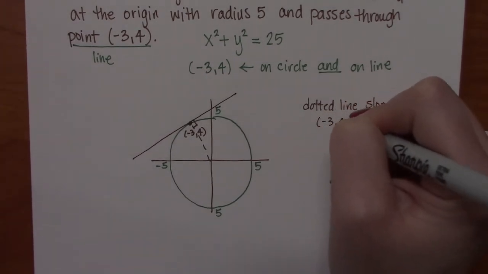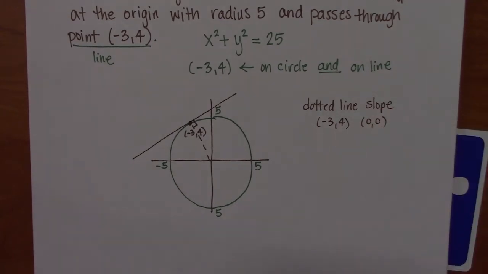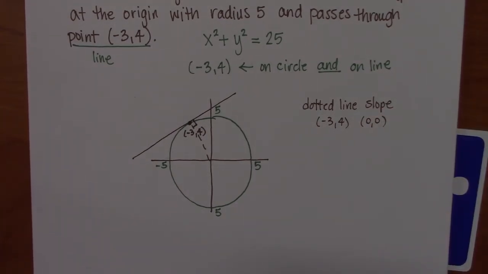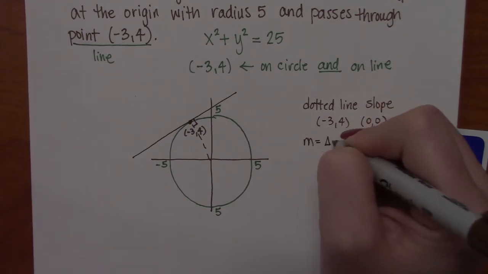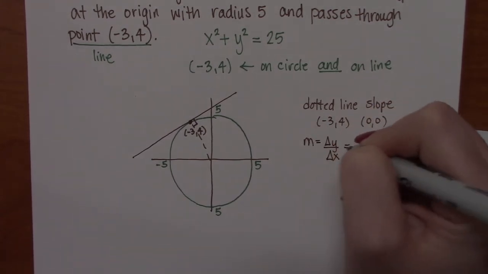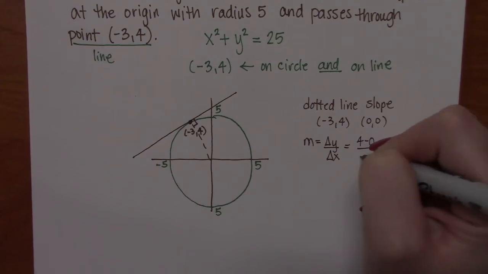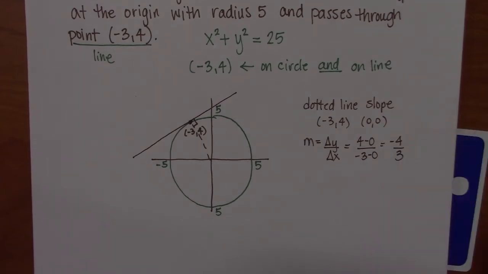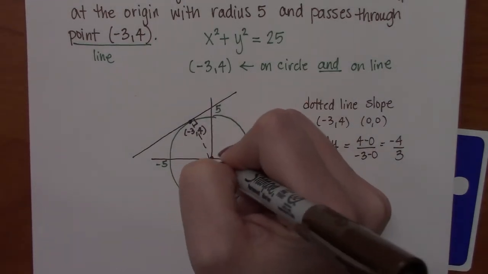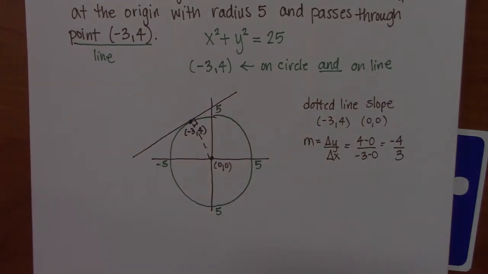One point is -3, 4, and the other point is the origin. So if we look at the change in y over the change in x, we'll get 4 minus 0 over negative 3 minus 0. So that works out to be negative 4/3. That just took from there to there. And so, for those of you looking confused, that was the other point that I found on the dotted line.